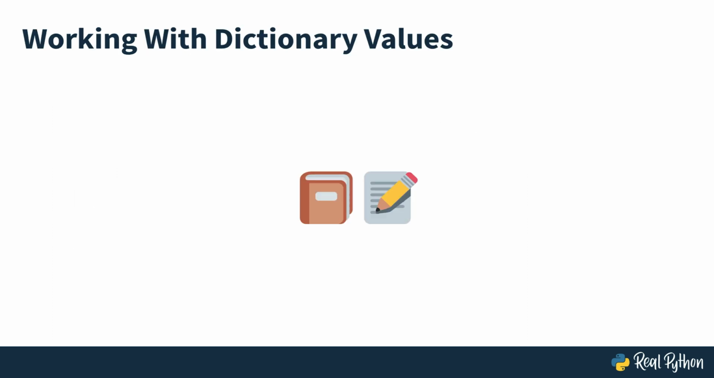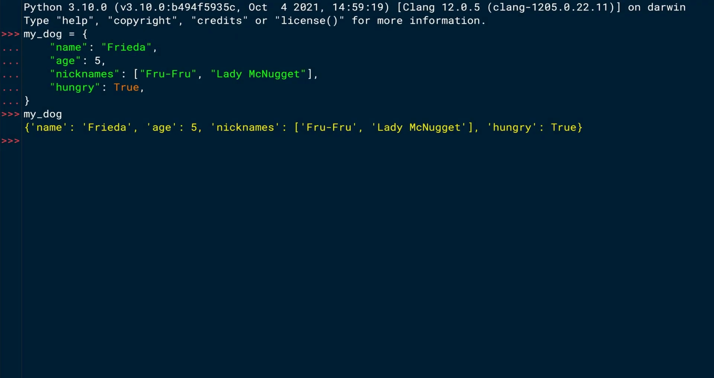In the last lesson, you created your own dictionaries. Now I'll show you how to access, add, change, and delete dictionary values. In this session, we will work with the MyDog dictionary again.